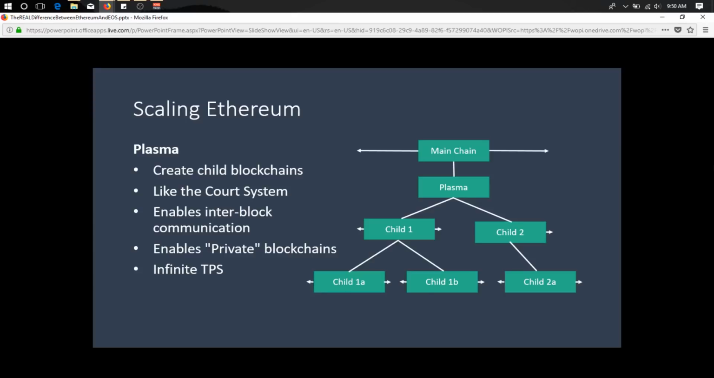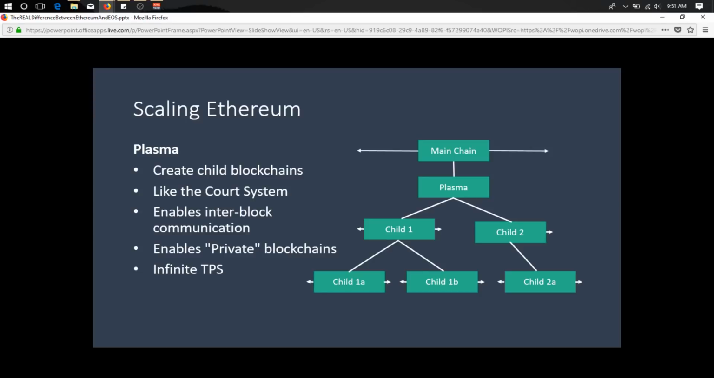This way, users can trust the private chain because they know that the private chain must follow the Ethereum rules at the end of the day. With Plasma, you can theoretically get infinite transactions per second. However, the potential issue with Plasma is that a 51% attack is possible on a child chain because the hashing power gets split when the chain splits. Changing to proof of stake could mitigate this.